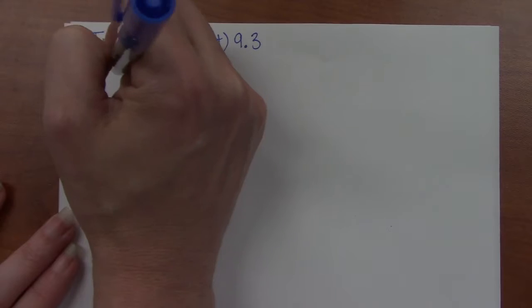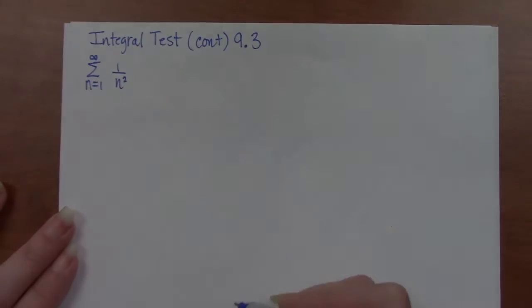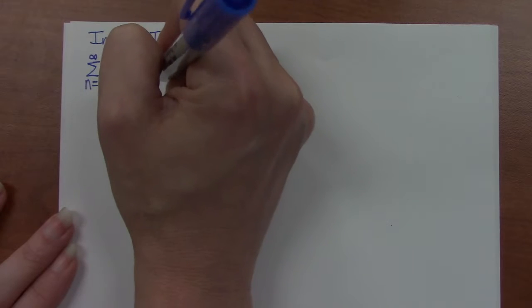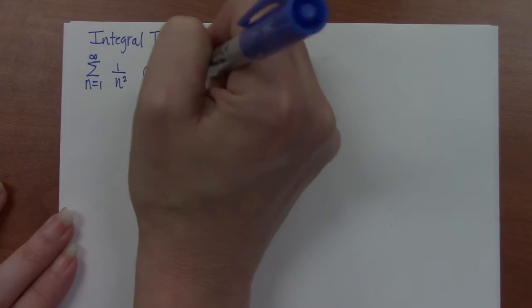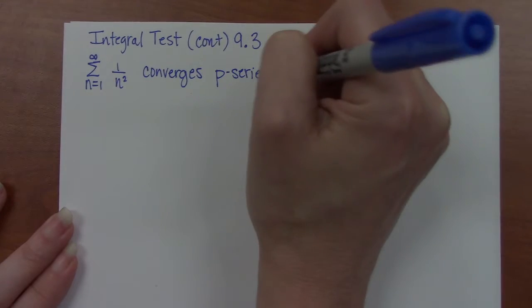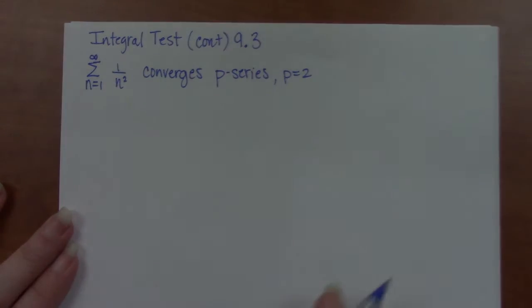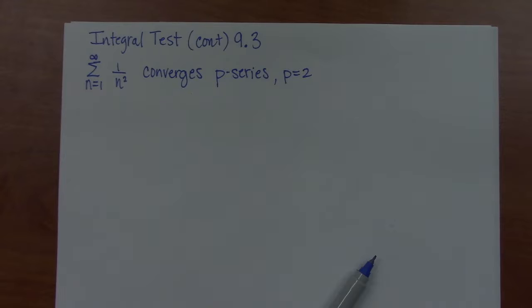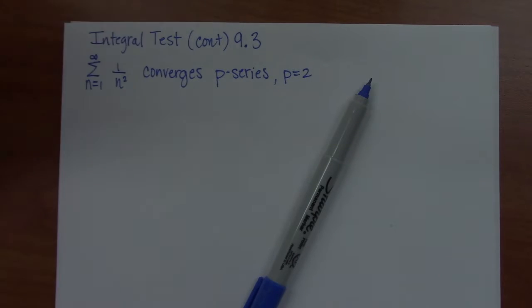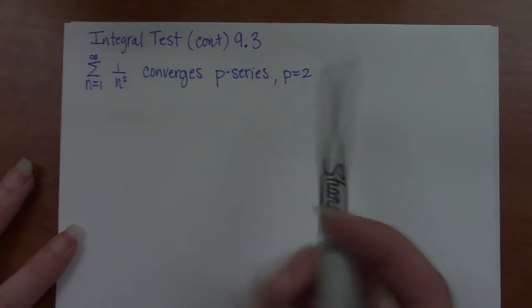All right, so if we have 1 over n squared, this is clearly a p-series, so we would say it converges because it's a p-series where p equals 2. So that's like the minimum of what I need to see. You need to tell me if you recognize a series, what kind of series it is, and what in the series is letting you know that it's convergent. So it's because the p-value is greater than 1.